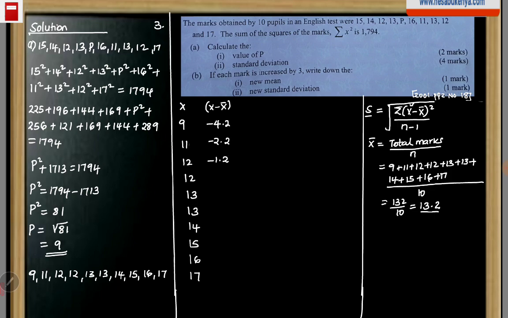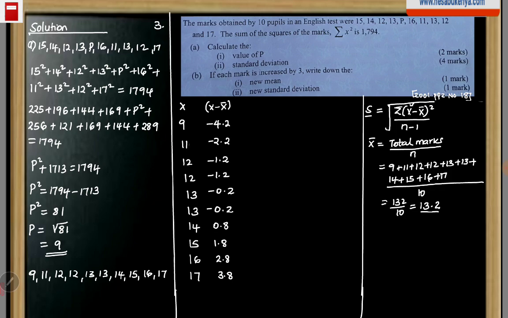Again, 12 minus 13.2 is negative 1.2. 13 minus 13.2 is negative 0.2. 13 minus 13.2 is negative 0.2. 14 minus 13.2 is 0.8. 15 minus 13.2 is 1.8. 16 minus 13.2 is 2.8. And then 17 minus 13.2 is 3.8.